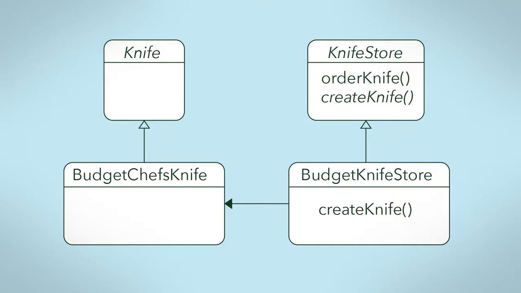The createKnife method is also abstract in knife store. This means that any subclass of knife store must define this method. So, budget knife store and any other knife store subclass we define must have its own createKnife method. This is the core of the factory method design pattern.